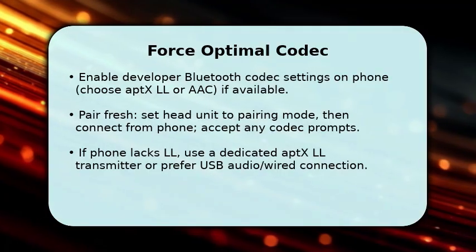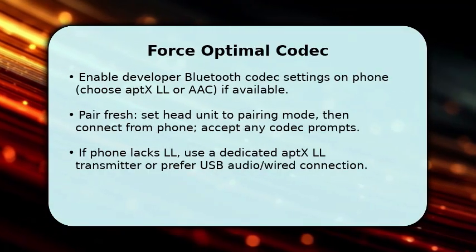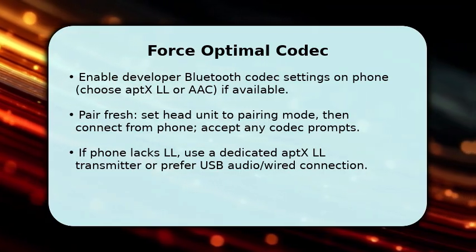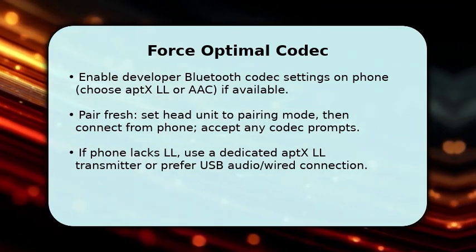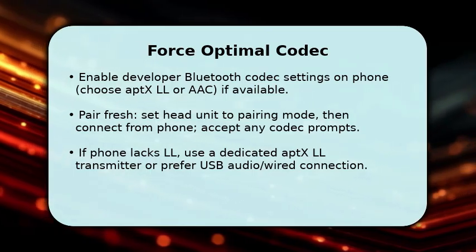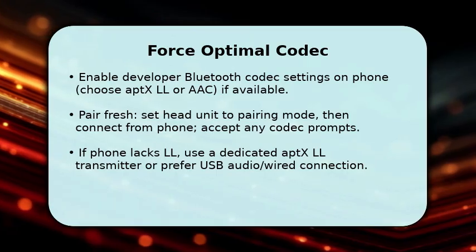You now force the best audio codec. Open Developer Bluetooth settings on your phone and select aptX low latency or AAC if the car supports it. Once selected, put the head unit into pairing mode and connect. Accept any prompts to prioritize that codec.